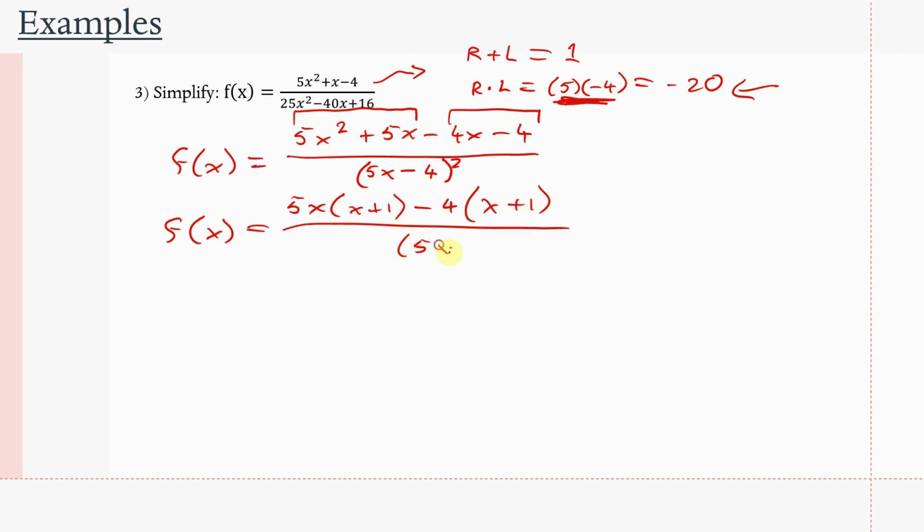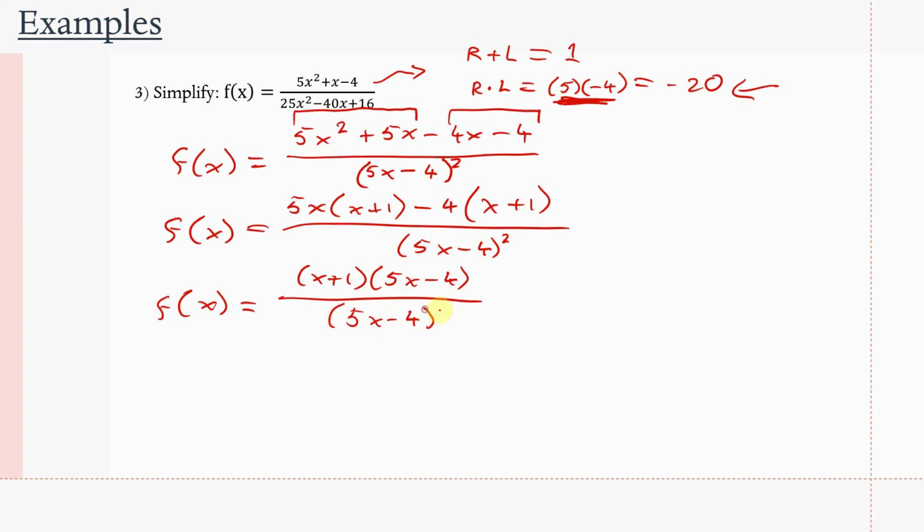The bottom is still 5x minus 4 squared, right? Now that we're on this step, we can factor out an x plus 1 from the numerator and get left with x plus 1 times 5x minus 4, all over 5x minus 4 squared. Now before we divide out anything, let's note the restriction. The restriction is x cannot equal... So we need to find out what makes this denominator 0. What value of x makes this factor 0?